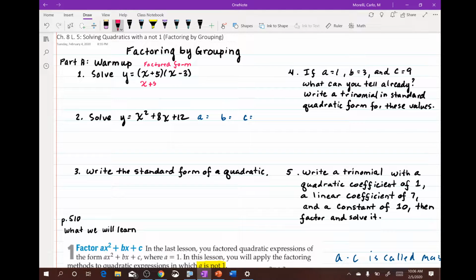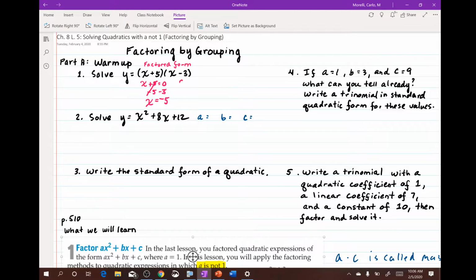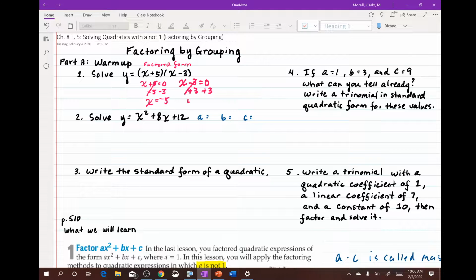So x plus 5 equals 0. Subtract 5 on both sides, and we get x equals negative 5. And then you have x minus 3 equals 0, and you add 3 on both sides, and you get x equals 3. So we believe that these are the solutions.